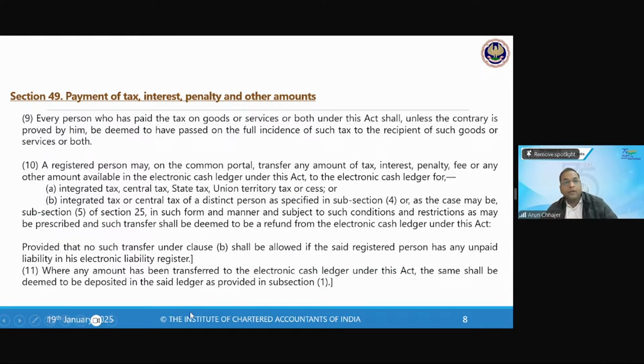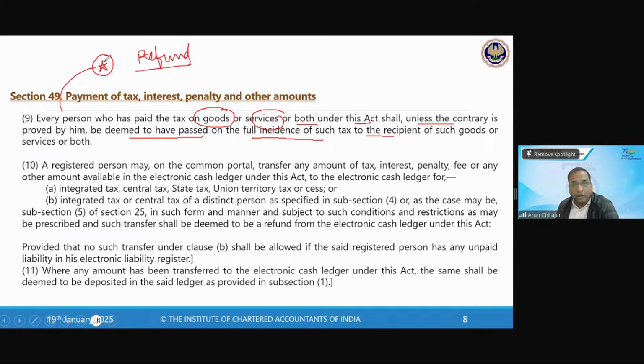Every person who has paid the tax on goods or services or both under this Act shall, unless the contrary is proved, be deemed to have passed the full incidence of the tax to the recipient. ये यू इस पर्टिकुलर प्रोविजन का इंपॉर्टेंस रिफंड में काफी ज्यादा है. There's a concept of so unless the contrary is proved, be deemed to have passed on the full incidence of such tax to the recipient of such. मैं समझा नहीं, वापस बोलिए.